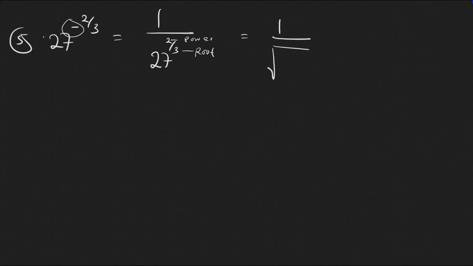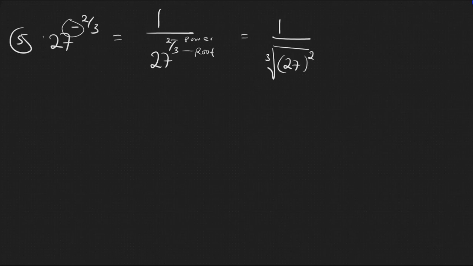27 to the power of negative 2 over 3. Now, remember that when you have something like this, there is a negative power here. What are you going to do? You're going to take the reciprocal: 1 over 27 to the power of 2 over 3. But don't forget that this one will always be the root and this will always be the power. So we're going to have 1 over the cube root of 27 to the power of 2.